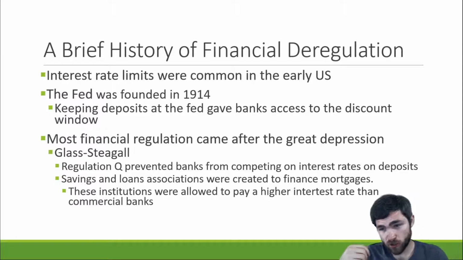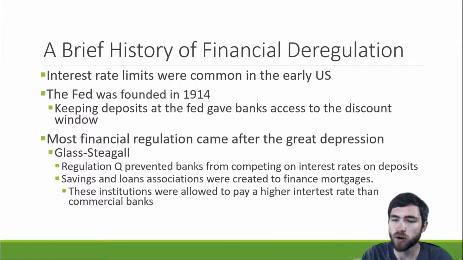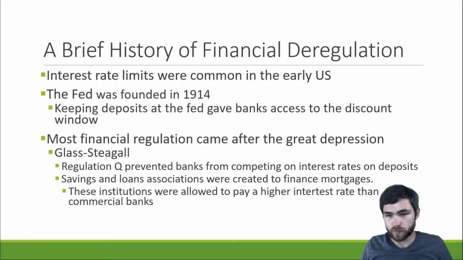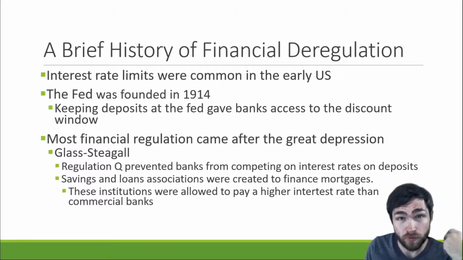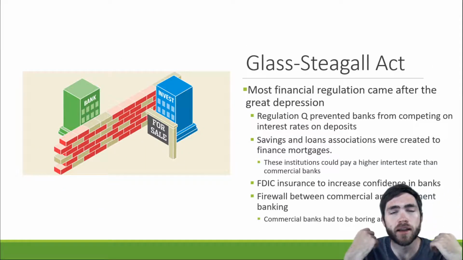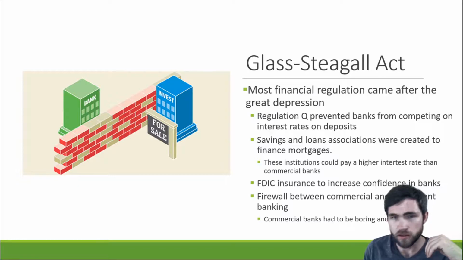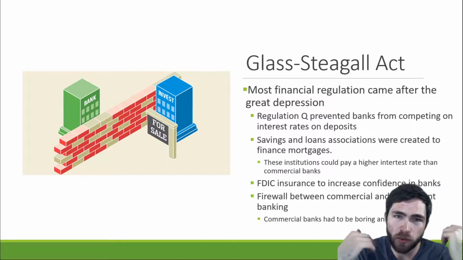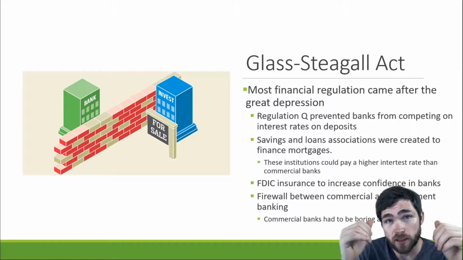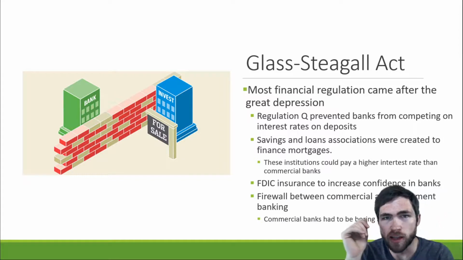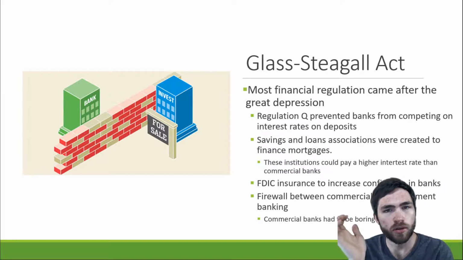It also created savings and loans organizations that were created purely to finance mortgages, and these institutions were allowed to offer a higher interest rate than banks. Some other things that came out of the Great Depression were federal deposit insurance and, very importantly, the firewall between investment and commercial banking. This firewall regulated the different financial assets that commercial banks could hold, and it limited commercial banks to only the safest financial assets, so that commercial banks that held people's deposits were very, very stable, and investment banks, which didn't hold people's deposits, could take a little more risk.